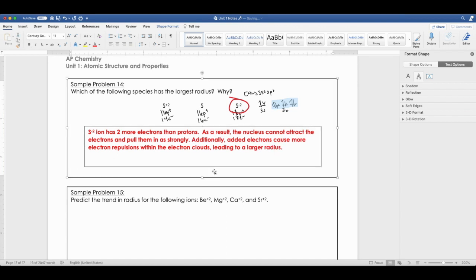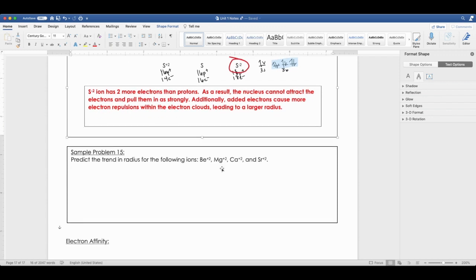I like to just put that there because sometimes you might see a question that kind of brings back that repulsion thing, but ultimately I would always say that it's because those added electrons, the nucleus can't pull them in as closely because there's not nearly as many protons in the nucleus.